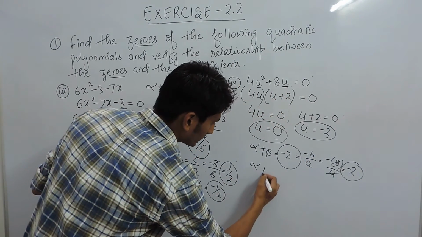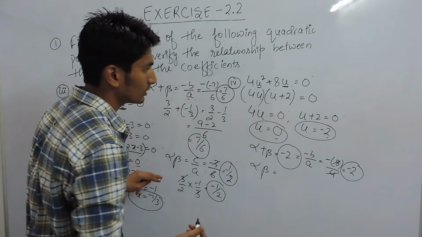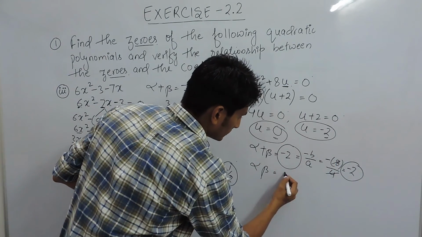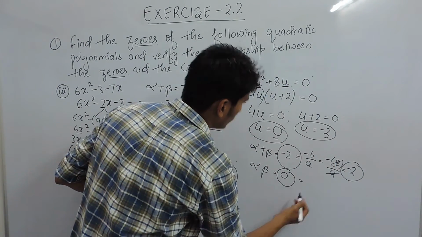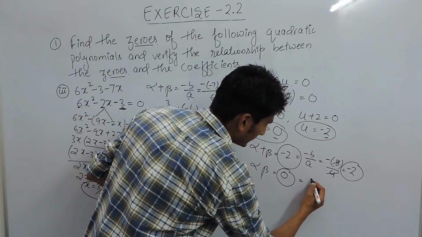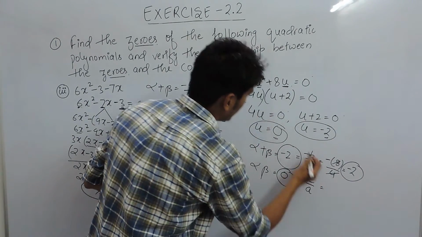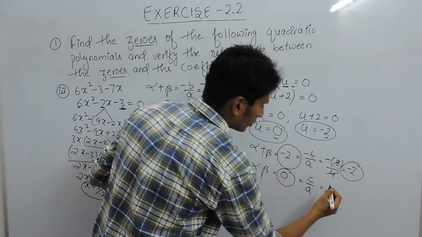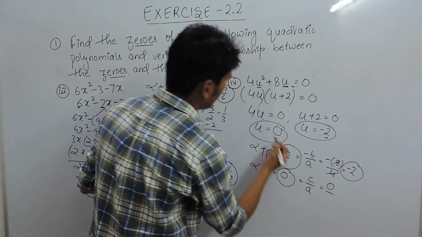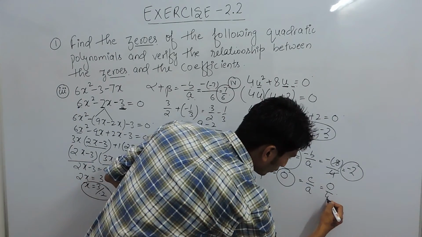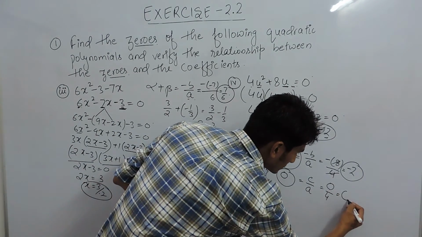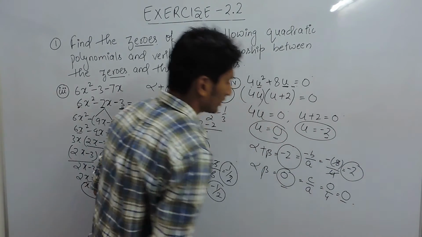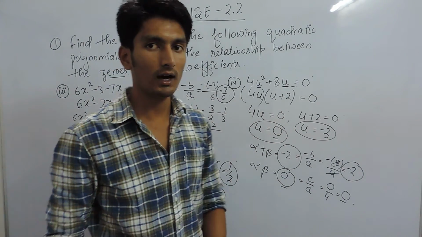After that you have to find the product of roots, which is equal to 0, and we know that the product of roots is basically c upon a. In this case there is no constant term, so obviously c is equal to 0, and a is equal to 4, so obviously 0 upon something is 0, and again the products of roots are equal.